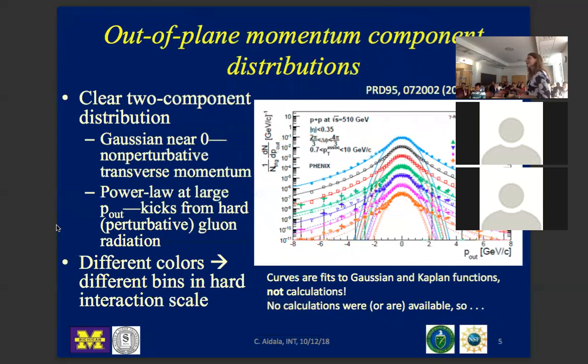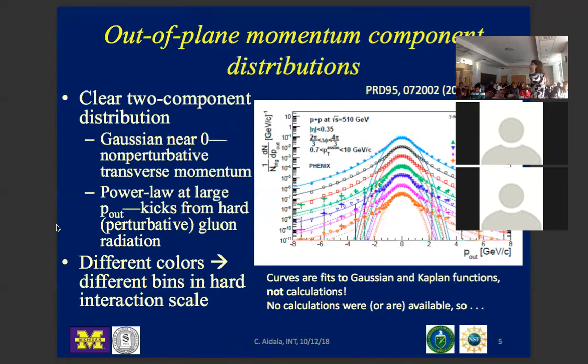This is looking at delta phi angles nearly back to back, so 2 pi over 3 to 4 pi over 3 is where we're taking our associated hadrons. We get this clear two-component distribution, so it's Gaussian near zero. So P out near zero, we get this Gaussian behavior, and it goes to a power law as you get to larger P out. And this is coming from kicks from hard, so perturbative, gluon radiation. So it's this region close to zero that's sensitive to our non-perturbative physics.